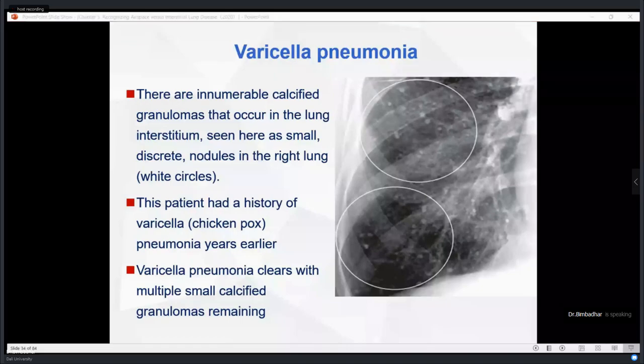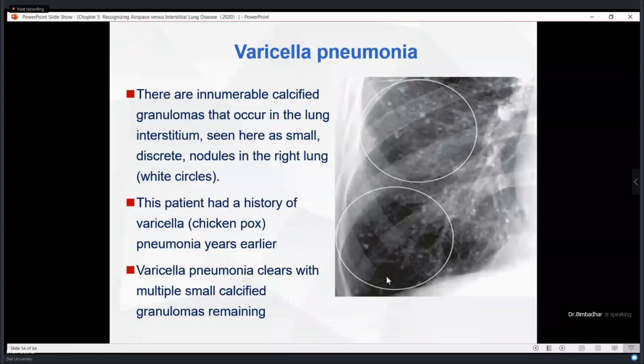varicella pneumonia is indeed an interstitial lung disease. If you have the slides open with you, please look at them also. While you listen to my voice, please follow the slides. I think it must be happening because of your internet connection. You just have to give it time to buffer.